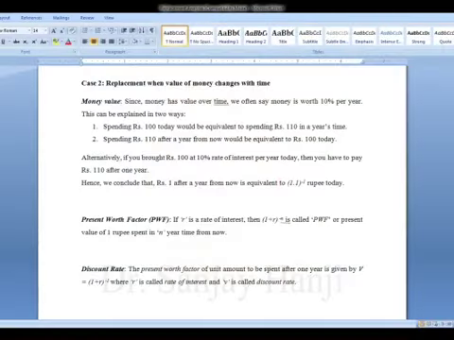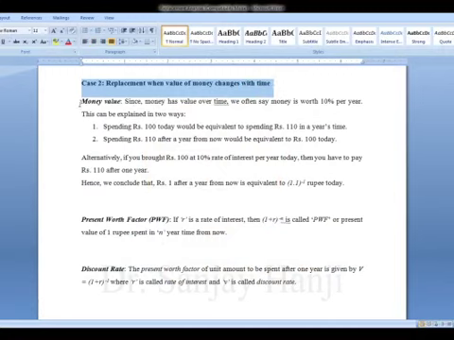Here we will see how to do replacing when money value changes with time. Let's look at the theory and one problem. Okay. The replacement, it is case 2, replacement when value of money changes with time.